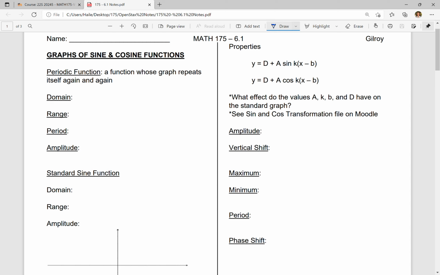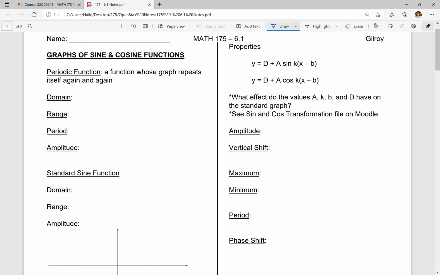The first thing we're going to define is a periodic function. Sine and cosine are both examples of periodic functions, which are functions whose graph repeats itself again and again. When you draw these pictures, they go on infinitely, but we're only going to focus on one tiny part of it, because that part would just be copied and pasted to infinity. When we talk about graphing functions, there are a few important words we need to talk about.